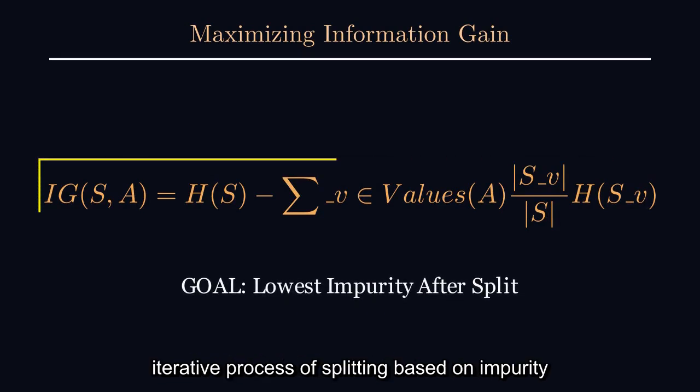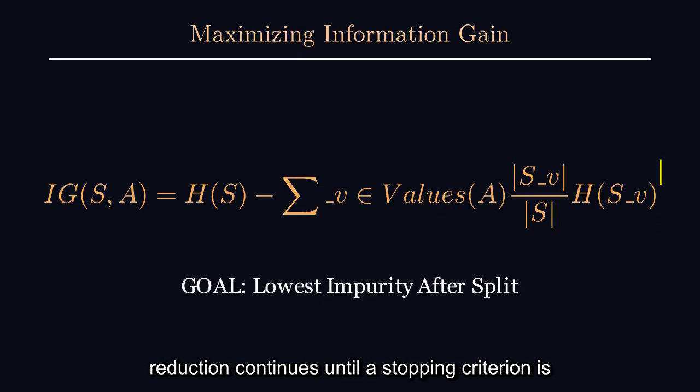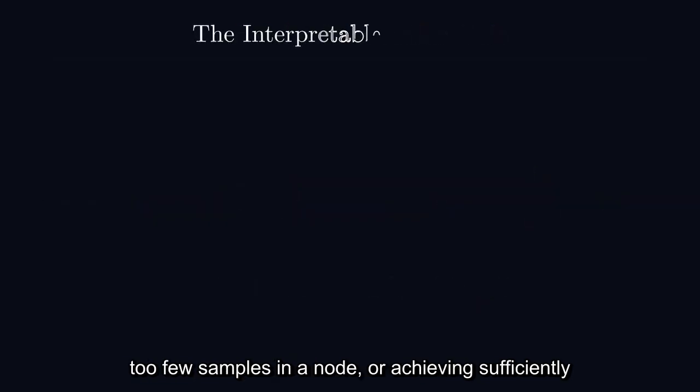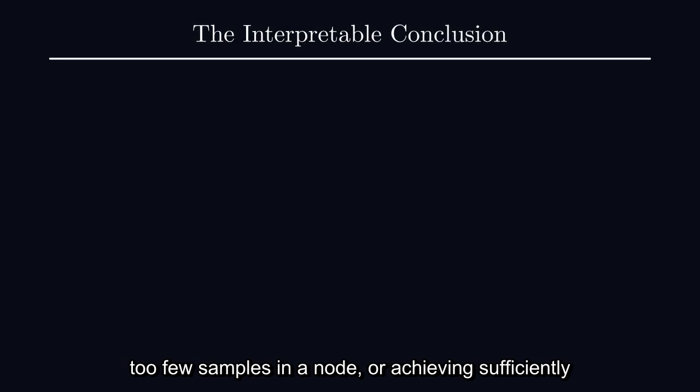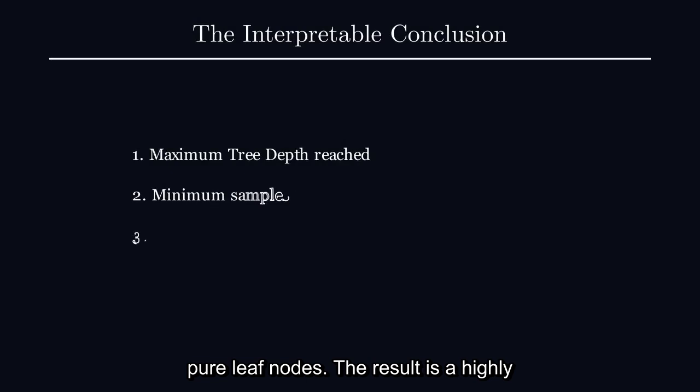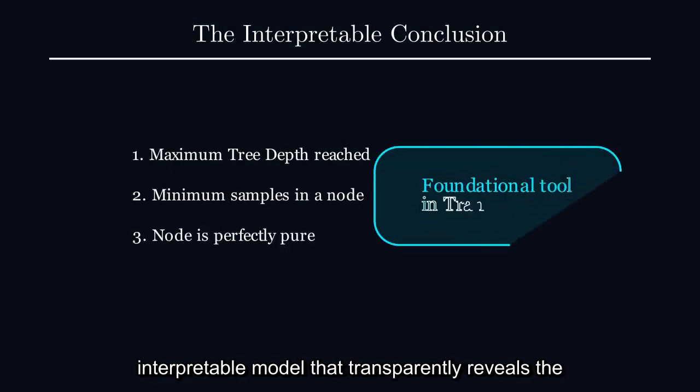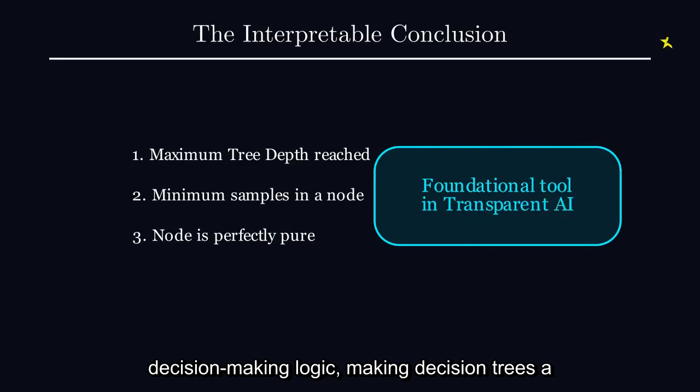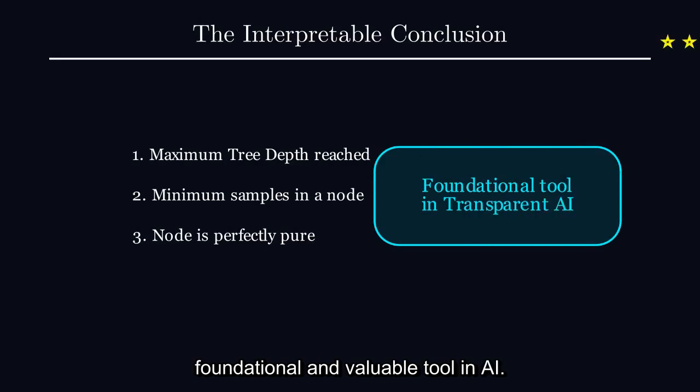This iterative process of splitting based on impurity reduction continues until a stopping criterion is met, such as reaching a maximum tree depth, having too few samples in a node, or achieving sufficiently pure leaf nodes. The result is a highly interpretable model that transparently reveals the decision-making logic, making decision trees a foundational and valuable tool in AI.